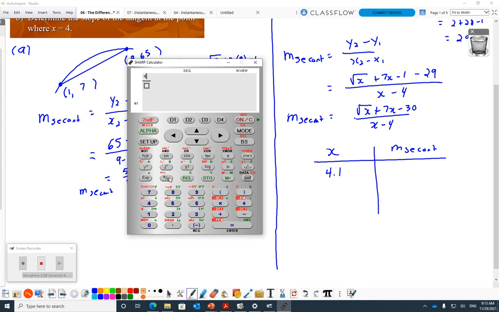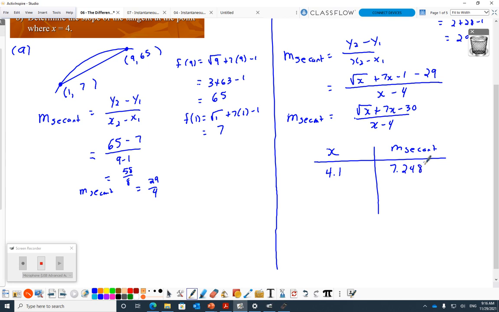So then I just type in 4.1. Okay, so I got to go square root 4.1, leave the brackets, and then plus 7 times 4.1 minus 30, and then the denominator is 4.1 minus 4. When I press equals, I get 7.248. Do you get 7.248? Yeah. Okay, and the only reason we're checking is like, oh yes, I'm able to type these in. I know what I'm doing. That was step 1.